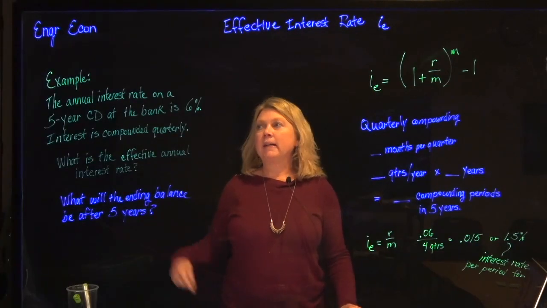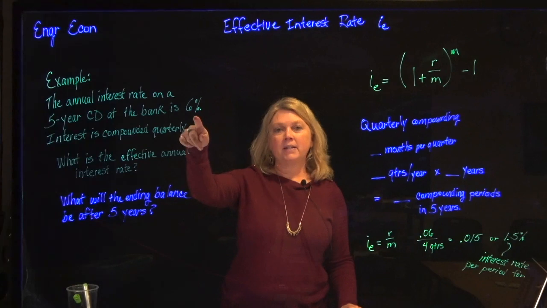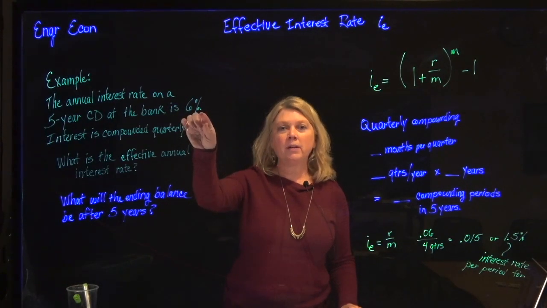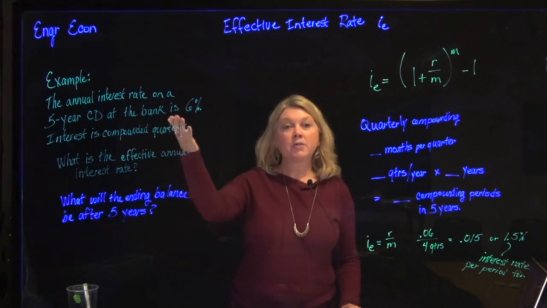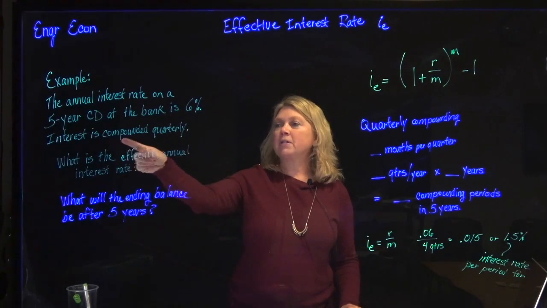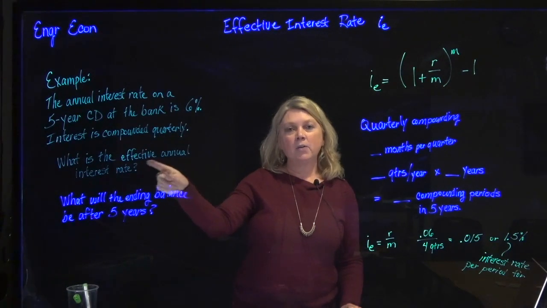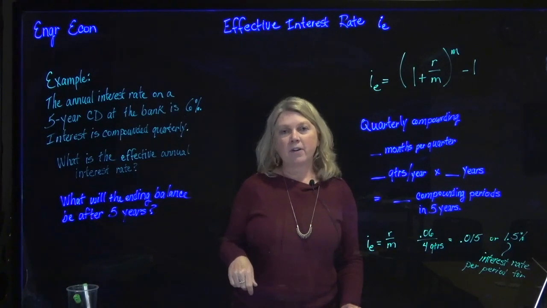Another example, say the annual interest on a 5-year CD is 6%. And if it doesn't say anything more, assume that that is annual interest rate. If it doesn't tell you that it's compounded any more frequently, assume that it's annual. Interest is compounded on a quarterly basis. What is the effective annual interest rate? And what will be the ending balance in this CD account after 5 years?